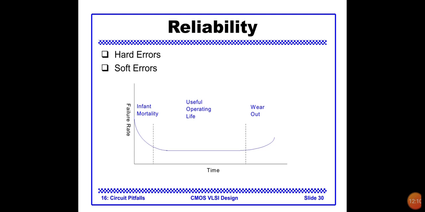Reliability: two different kinds of errors are considered. The first is hard errors and the second is soft errors. This is the basic diagram for reliability, the timing diagram, depending upon time and failure rate. Three important factors are considered in reliability: infant mortality, useful operating life, and wear out.